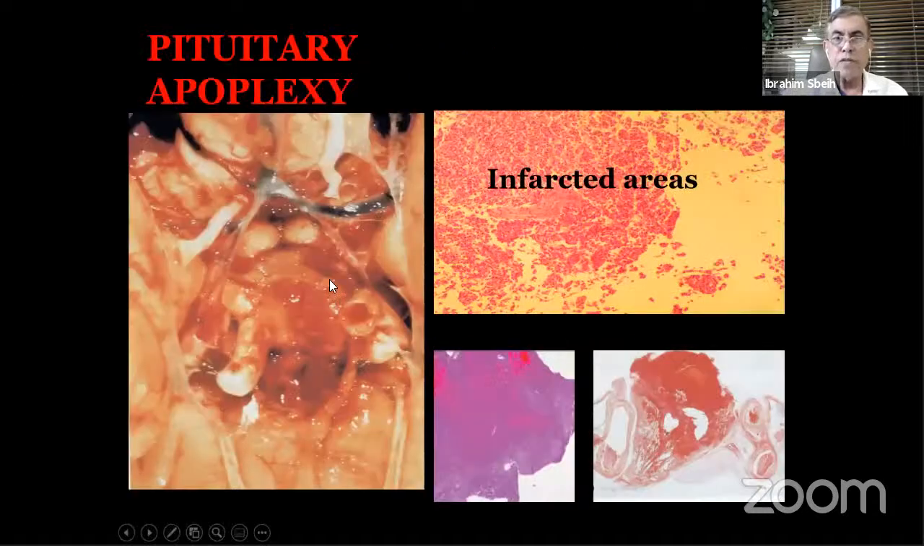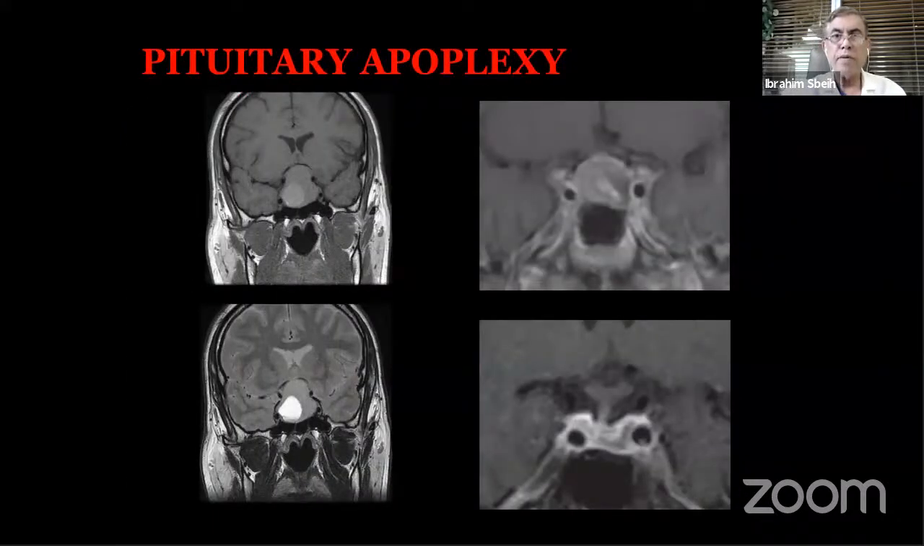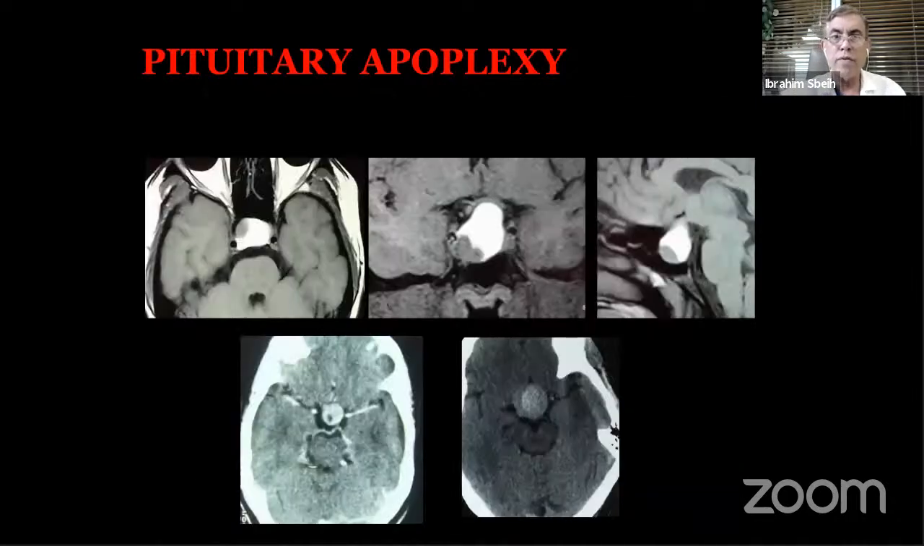So this is a pituitary with apoplexy, and you see here infarcted areas, and here you see bleeding areas. So apoplexy does not mean just hemorrhage, it can mean thrombosis, it can mean infarction, like the same thing we see with other tumors. Examples of pituitary apoplexy in my series, like this, you can see the hemorrhage inside. You can have it in microadenoma, you can have it in macroadenoma.